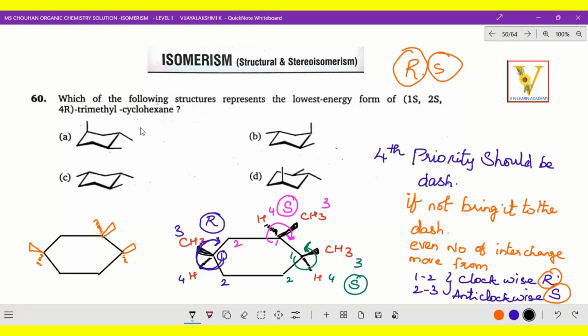The next question: which of the following structures represents the lowest energy form of 1S, 2S, 4R trimethyl cyclohexane? They have given options, which are chair conformations. You have to identify which is lowest energy, and you have to identify the RS configuration. Three-methyl cyclohexane: this is the first carbon, this is the second carbon, this is the third carbon, and this is the fourth carbon. So you have to identify it.